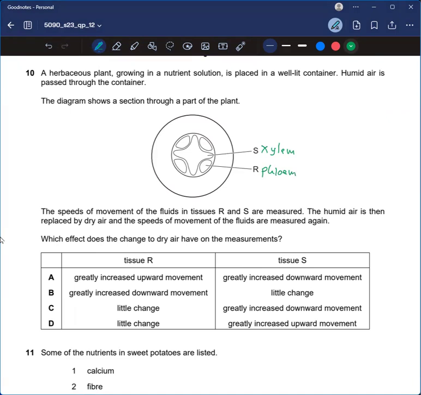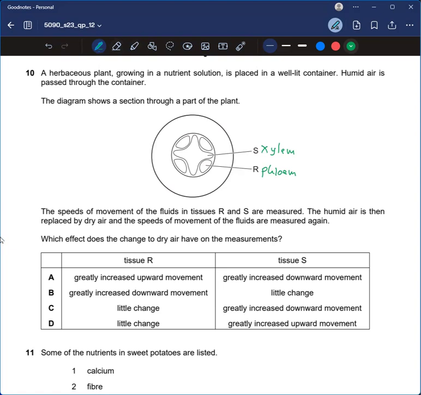Alright. Okay. So humid air is passed, and the speeds of movement of the fluids in the tissues R and S are measured. Alright, now I get it. It's basically about the effect of different conditions on the rate of transpiration. So we know that transpiration is mainly connected to xylem.